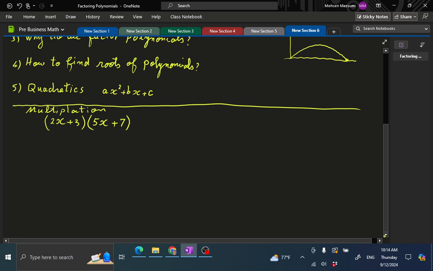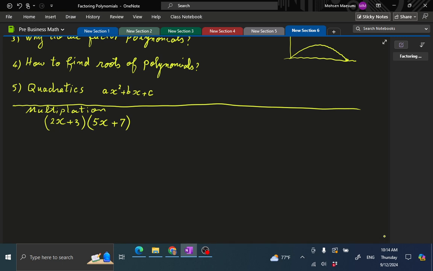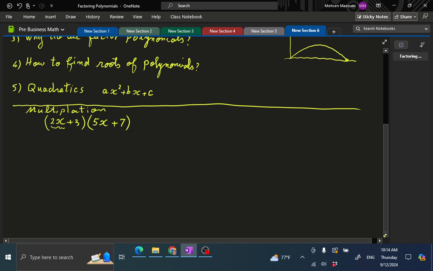In this case, this is linear, this is linear. When I multiply them, I get a quadratic. How did we say we do this thing? By applying the law of distribution. You take 2x, the first item, and you multiply it by everything in the second parentheses, and then you take the next item. Let me put this thing in parentheses so it's perhaps clearer that way. And then 3, your second piece, and that multiplied by 5x plus 7 as well.